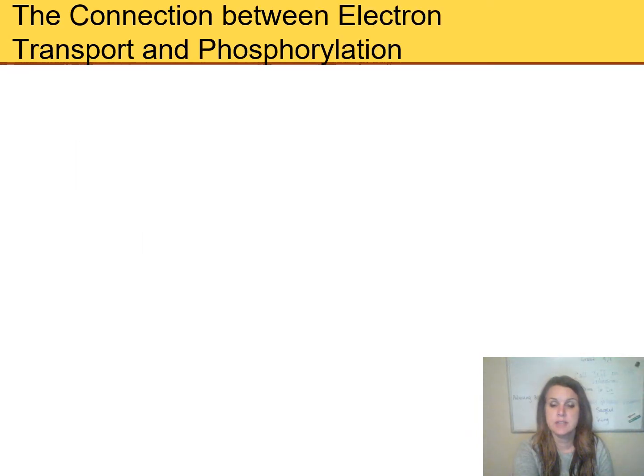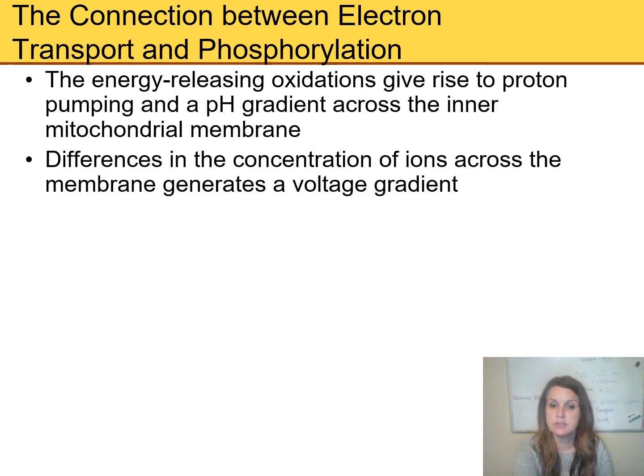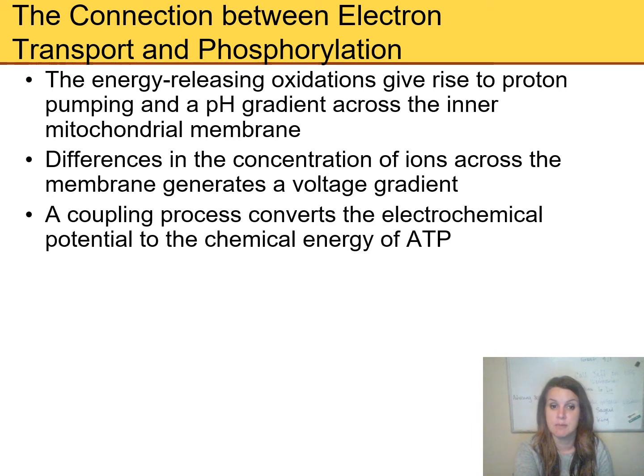What I want you to see is that there is a connection between the electron transport chain that we learned about in the first part of chapter 20 and phosphorylation that we're going to learn about now. So there were a series of energy-releasing oxidations, specifically in complex 1, 3, and 4, that gave rise to proton pumping, and this caused a pH gradient across the inner mitochondrial membrane. The differences in concentration of the ions on either side of the membrane is going to generate a voltage gradient because hydrogen ion is positively charged. So there's going to be a difference in charge across that membrane.